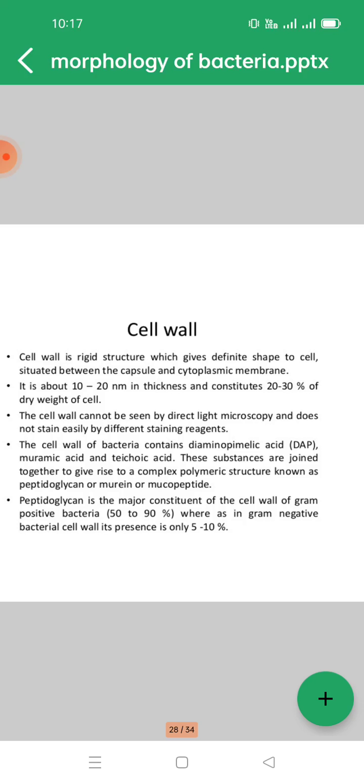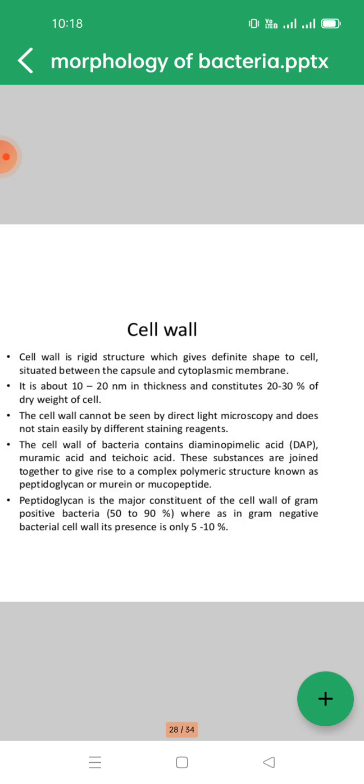The contents present in the bacterial cell wall are diaminopimelic acid, that is DAP, muramic acid and teichoic acid. These substances join to form a complex polymer structure known as peptidoglycan, murein or mucopeptide. Based on the cell wall nature only, bacteria are grouped into two categories. I already told you in the previous slide, they are gram positive and gram negative bacteria. This classification arises from the cell wall nature of the bacteria.